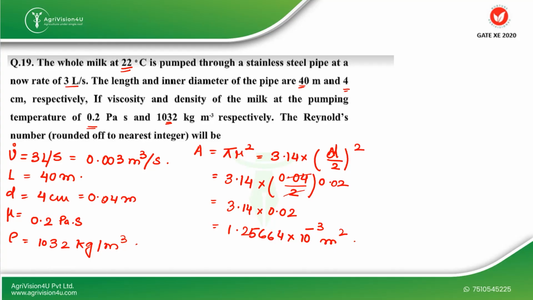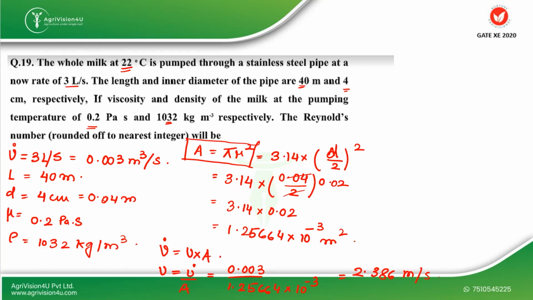So how will we calculate the velocity? We know volumetric flow rate equals V into A, so V equals volumetric flow rate by A. The volumetric flow rate is 0.003. Area we have calculated, 1.25664 into 10 to the power minus 3. So it is 2.386. Now we have to calculate the Reynolds number.